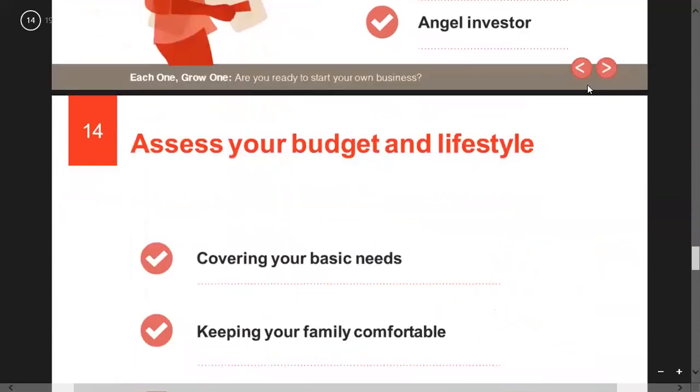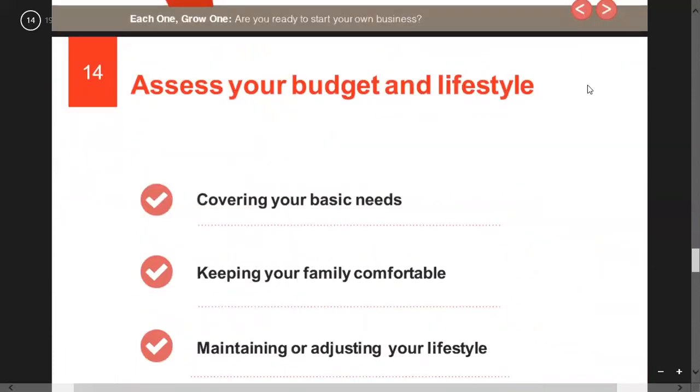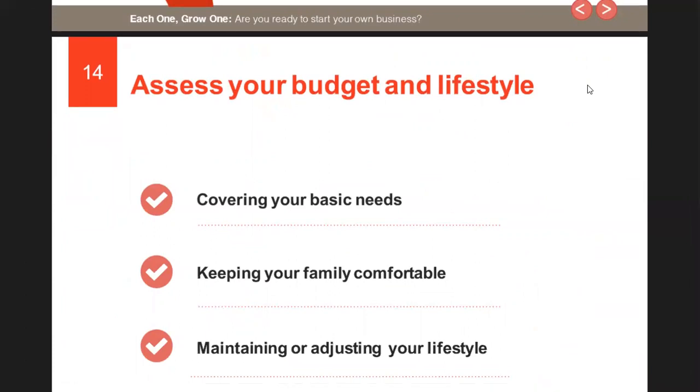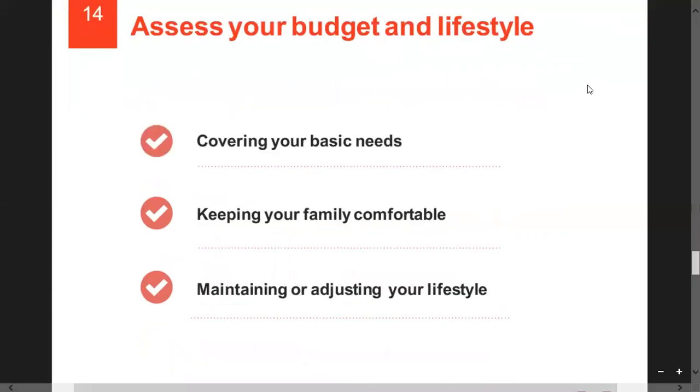Okay, and the next one is assess your budget and lifestyle. Yeah, the budget means the money that you get from your business. You have to assess, right, how much money do you get for 1 month, 2 months, and in total 1 year? You have to assess the benefit, right? And the money that you have to pay for everything like your stuff and lifestyle, covering your basic needs, keeping your family comfortable, and adjusting your lifestyle. Yeah, you have to cover your basic needs.